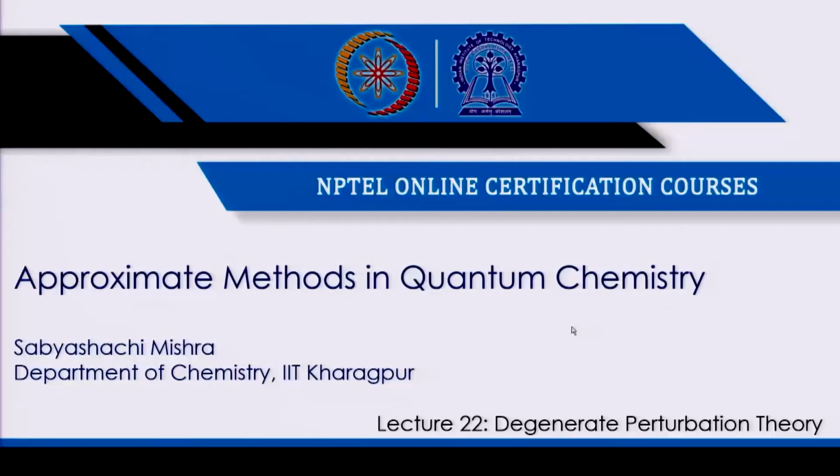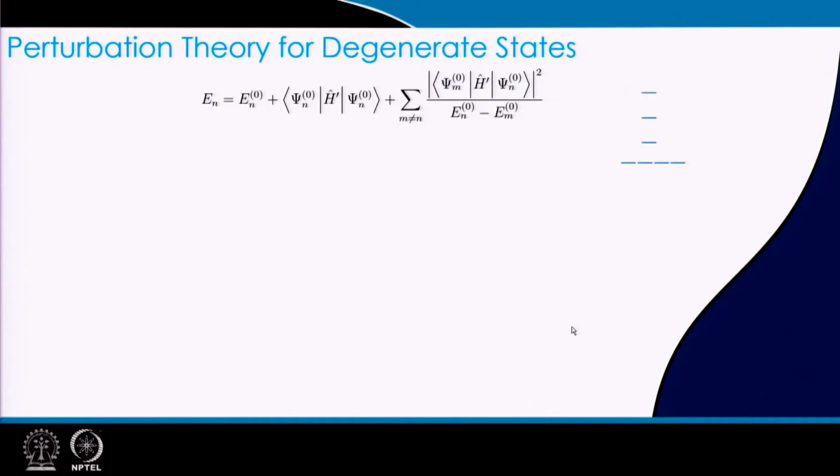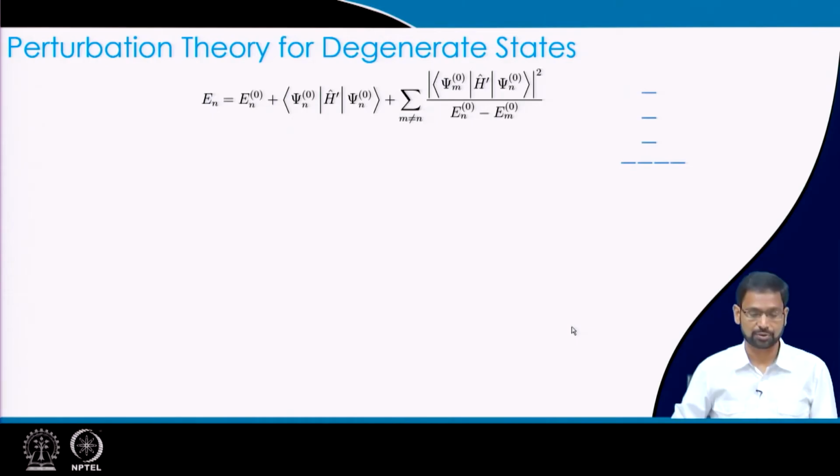In the last few lectures we have been discussing perturbation theory and its applications to various systems. In today's lecture we will look at perturbation theory and its application to degenerate systems, degenerate states. When we looked at perturbation theory, we had this energy expression. Similarly, we also had a wave function expression, but let us consider the energy expression.